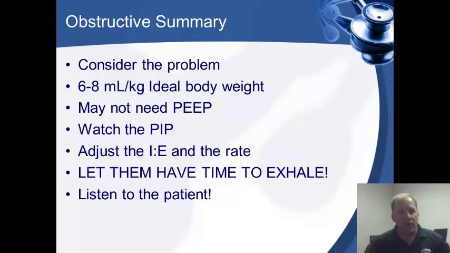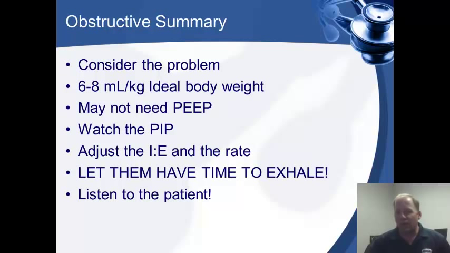You've got to adjust the I:E ratio to about 1:4 to 1:5 and make sure your rate probably stays around 10. You may have to increase that if they're really hypercarbic. If you get those CO2s of about 70 or 80, you can probably set it at a rate of 12, but I probably wouldn't go much above that. Most importantly, let them have time to exhale and make sure you listen to their lungs.